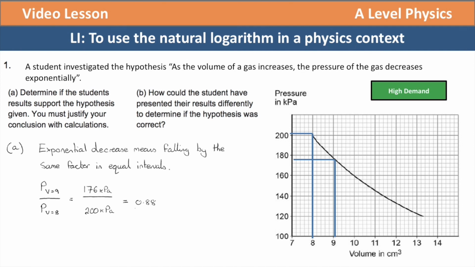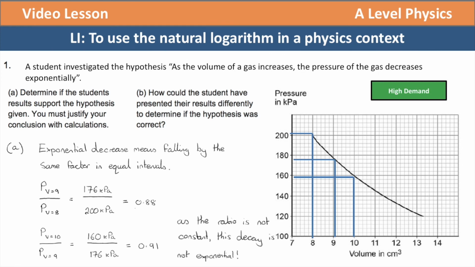We would then pick another interval to do, so we can go up in another equal interval to 10 centimetres cubed. Now the volume of 10 centimetres cubed gives a pressure value of 160. Obviously you can have some slight margin of error for reading off the graph. 160 divided by 176 is equal to 0.91. Now because the ratio isn't constant, there is some variation there, we can say that the decay is not exponential.